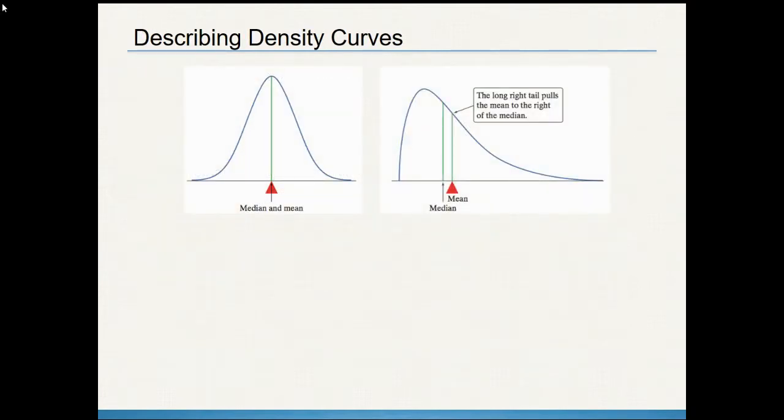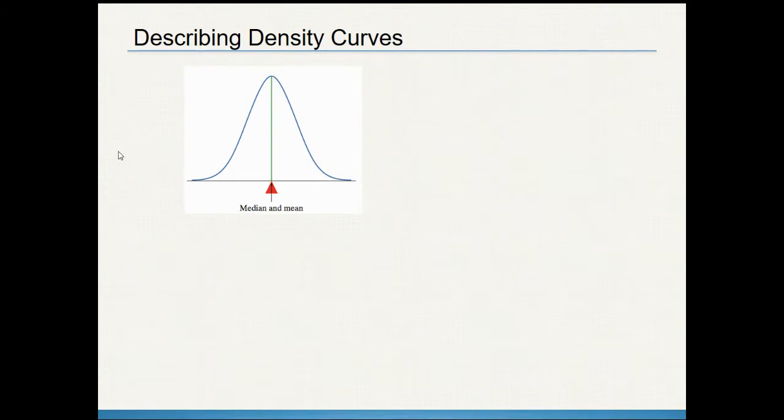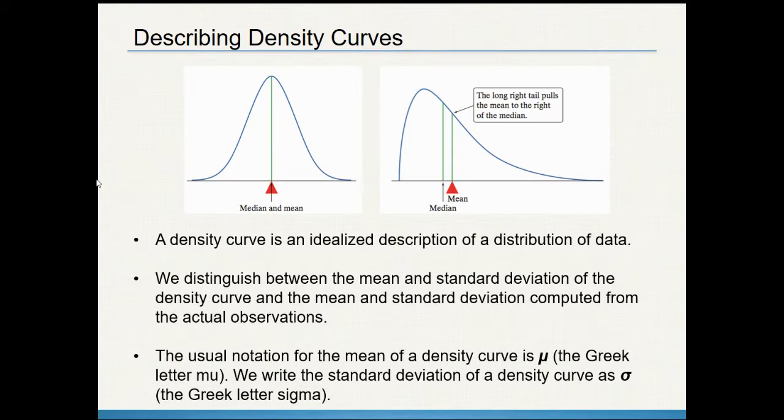So here are two curves. The first curve over here on the left is very symmetric, so the mean and the median are going to be about at the same spot right there. Now we've got a curve that's right skewed. The right tail is a little bit longer, so the mean is going to be pulled to the right, whereas the median is still at that point that's going to divide that area in half. The median is a little more resistant to outliers. A density curve is an idealized description of the distribution of data.